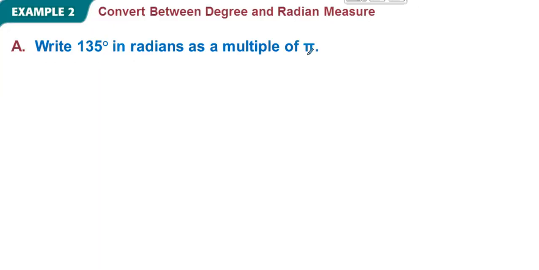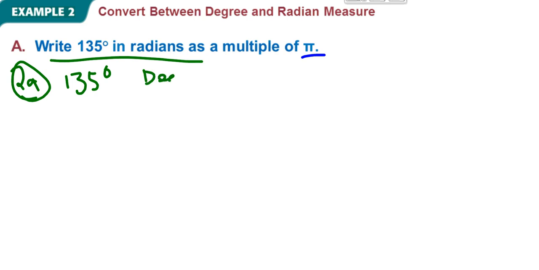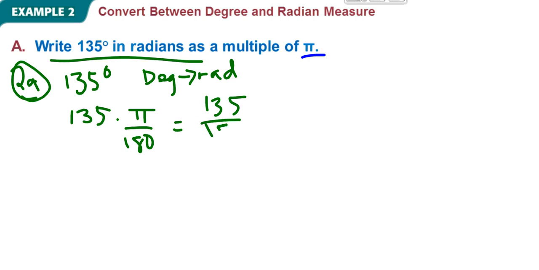So then a lot of times, like I said before, we want to use pi in our answer. And so this 2a problem is 135 degrees, and we want to convert it into radians. So we're going to go from degrees to radians. And then in this case, we'll take 135 times pi over 180. And then we get 135 over 180 pi. Just a little note to self, a lot of times we leave that pi in there, but we also a lot of times take this fractional part and convert that into a reduced fraction.